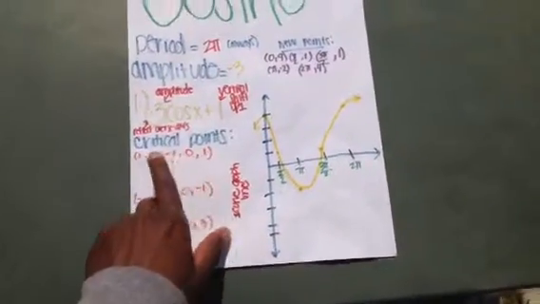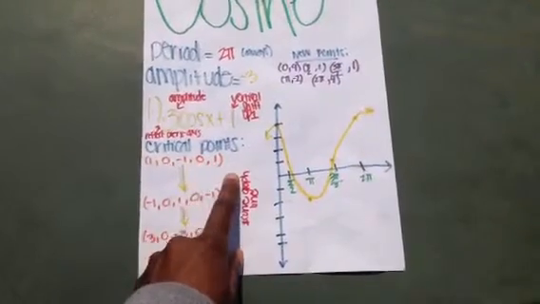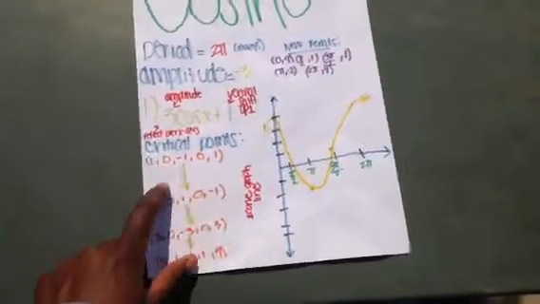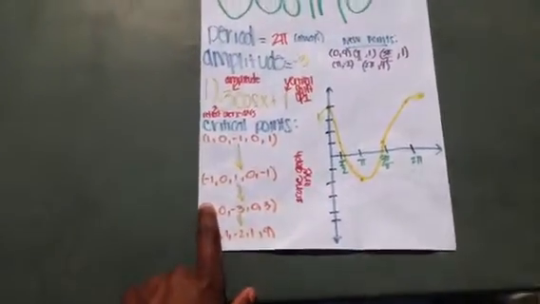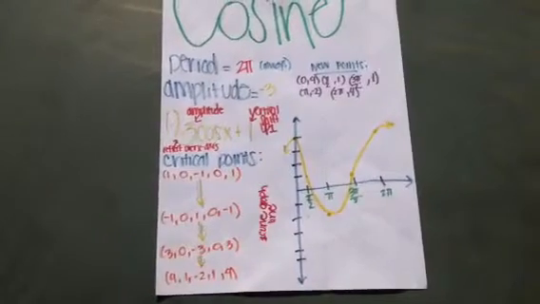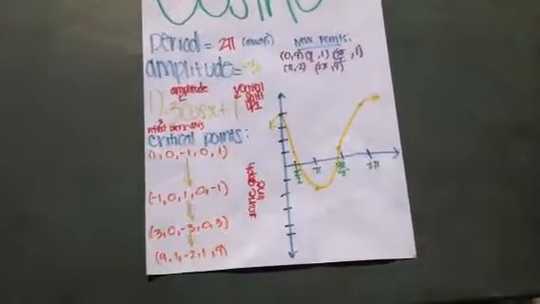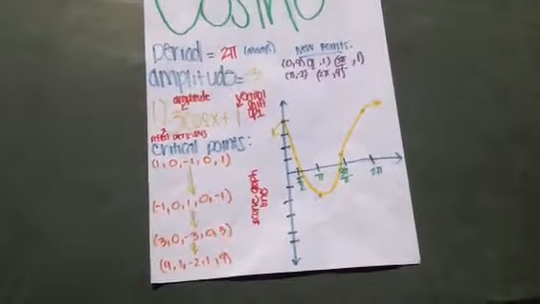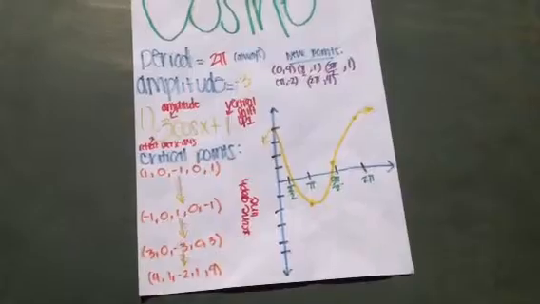Your critical points for cosine are slightly different. They are 1, 0, -1, 0, and 1. With your critical points, you will change them to their opposite, so it'll be -1, 0, 1, 0, -1. Proceed to multiply them by 3, your amplitude: 3, 0, -3, 0, 3. And then you will continue to add 1 for your vertical shift and get 4, 1, -2, 1, 4.